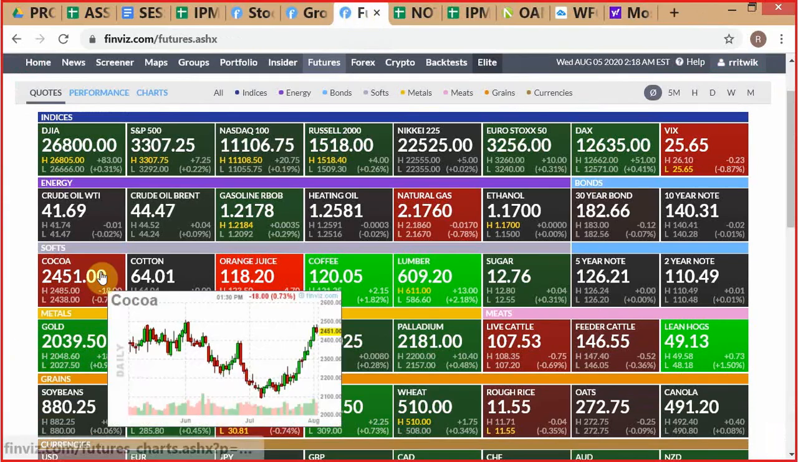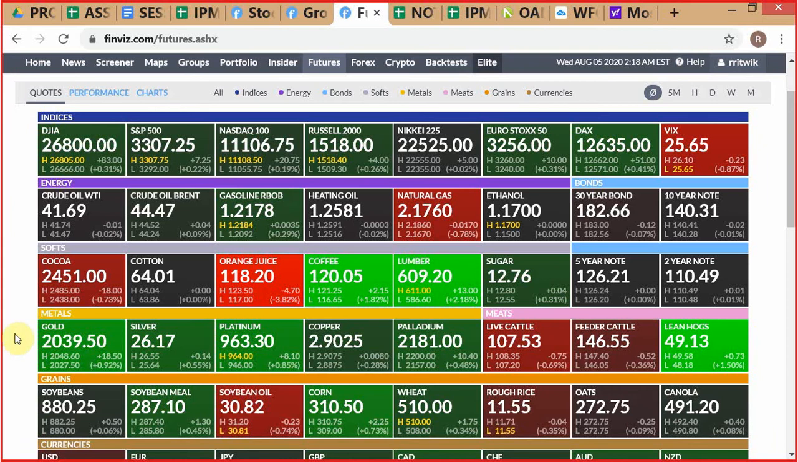Right. So if you talk about assets, when you look at a bunch of markets, I don't know if you guys can read this. Can you read this stuff? This is cocoa without my highlighting. Next to cocoa is cotton, then there's orange juice. Are you able to read the names? Yes, sir. Okay, good.